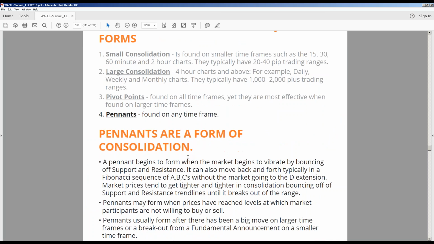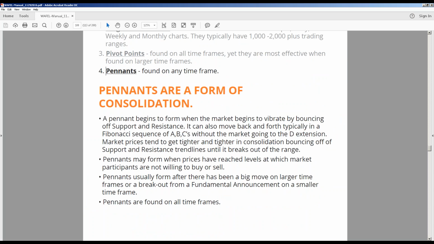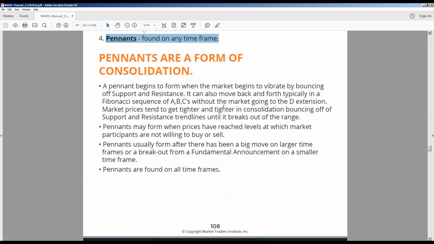Right, let's carry on. Now we get to pennants. Pennants are found on any time frame. Pennants are a form of consolidation. A pennant begins to form when the market begins to vibrate by bouncing off support and resistance. It can also move back and forth, typically in a Fibonacci sequence of A, B, C's without the market going to the D extension. Market prices tend to get tighter and tighter in consolidation, bouncing off of support and resistance trend lines until it breaks out of the range.